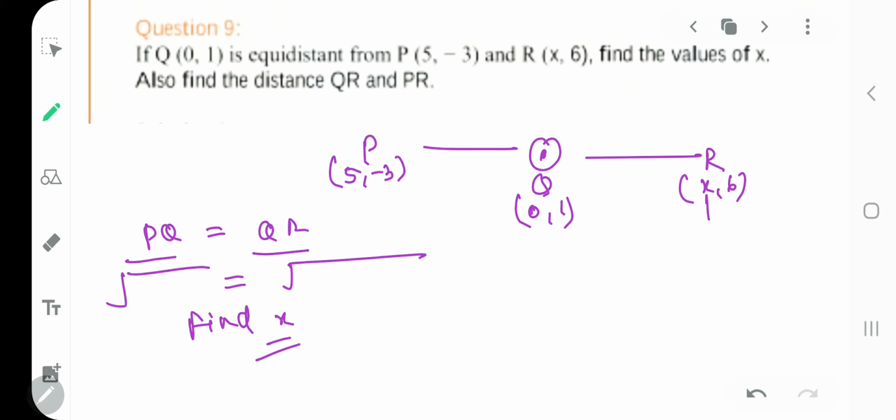Once you get the value of x, you have to put it here, and now you have to find the original distance of PQ and the original distance of QR after getting x. Can you do that on your own? Yes, you can.